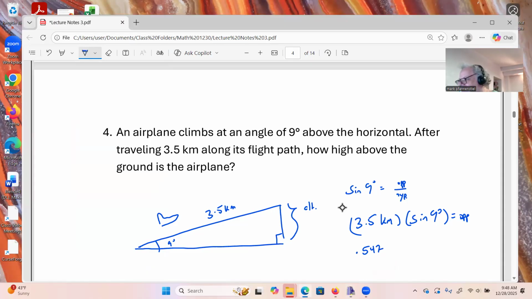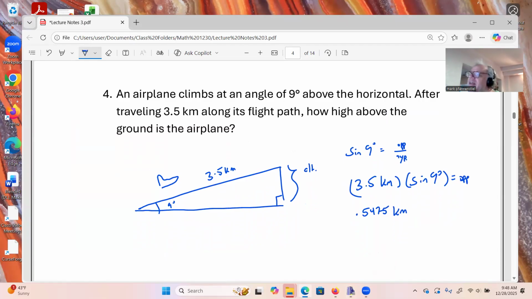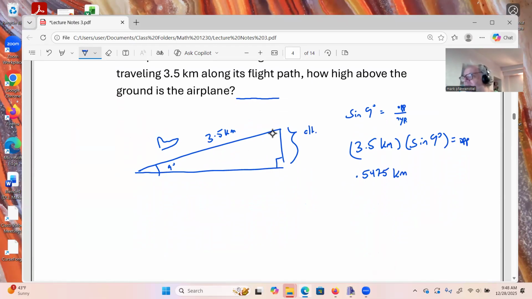0.5475 kilometers. Okay, that's probably not the unit that they actually want. Again, they should really tell us, put your answer in meters or something. But let's go ahead and put it in meters because that tends to make more sense to me as far as how far up and off the ground. Kilometers works if you're talking about a satellite. That's kilometers off the ground. But for an airplane, they probably want it in meters.